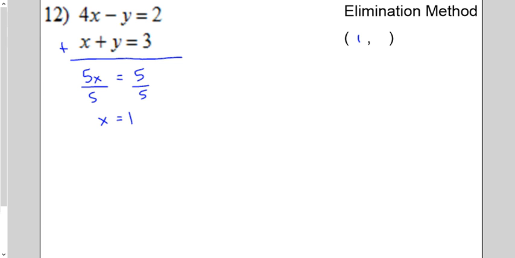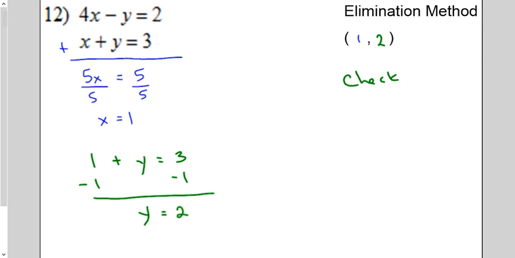X equals 1 and y equals 2. Just a reminder, how can you check it? Well, if I want to check it, let's see. X plus y equals 3, so 1 plus 2 equals 3. Yep, that's right. 4 times x, so 4 times 1 is 4. What's 4 minus 2? 4 minus 2 is 2. So yes, it made both of them true. That's how you check it. You plug these values in and see if it makes both of them true.